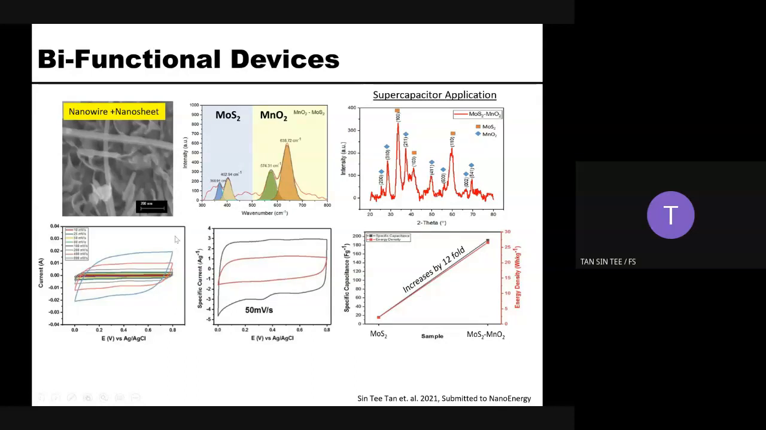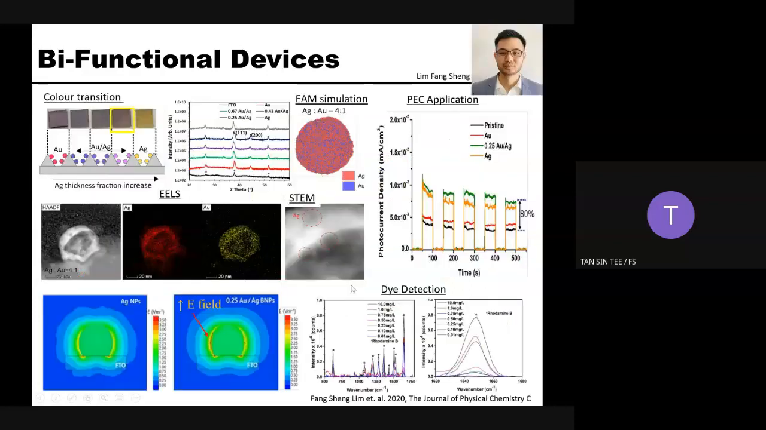Okay, because when there is a reduction and oxidation process, there is a charge carrier transfer. So this energy is able to store inside our emerging material. And the improvement from the MoS2 to the MnO2 is showing a 12-fold increment in terms of the energy stored inside the capacitance.